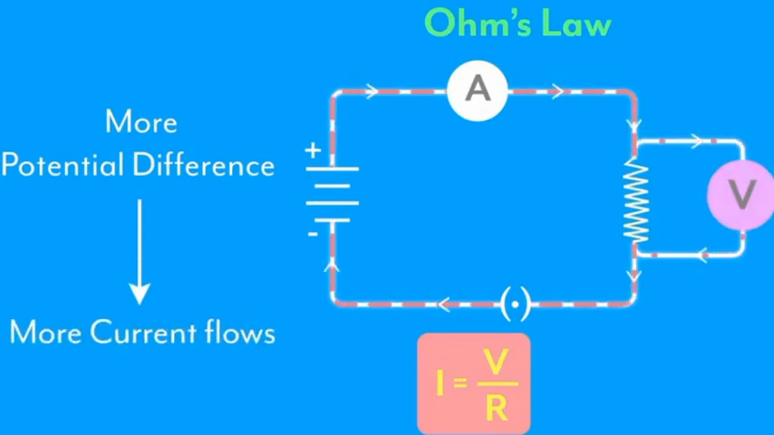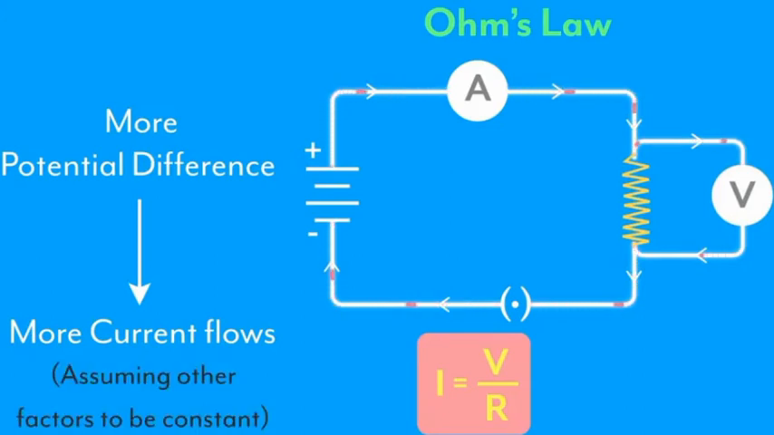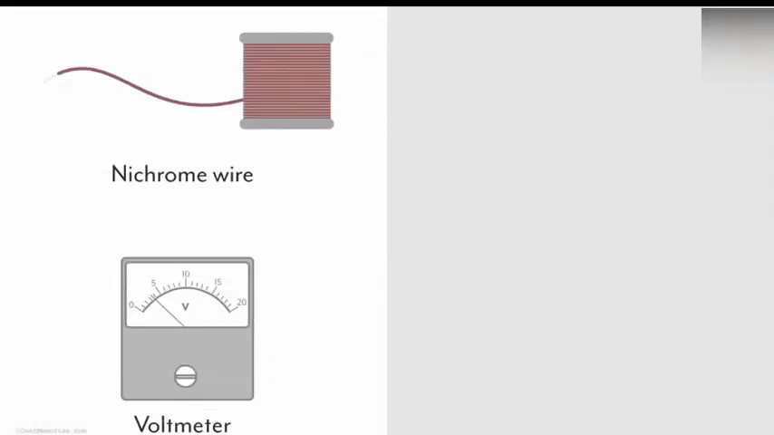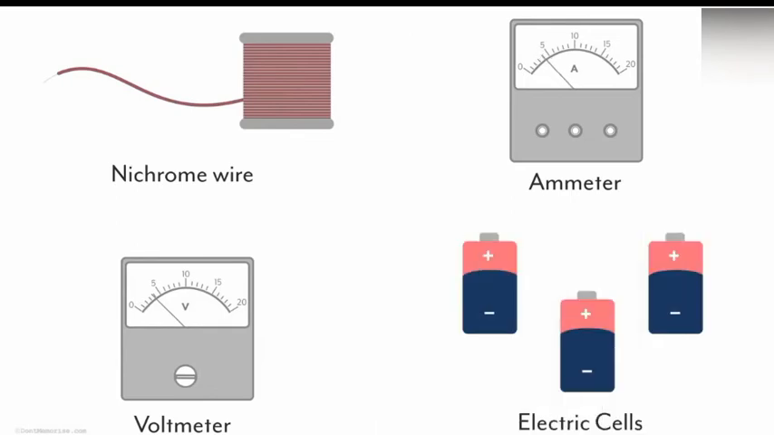Next we have to consider the activity or the experiment for the verification of Ohm's law. That means we have to verify that V and I are directly proportional for a metallic conductor at a constant temperature. For that purpose, we consider an activity or an experiment. In order to conduct that experiment, we require certain electrical components. We require a metallic wire. We are considering a nichrome wire.